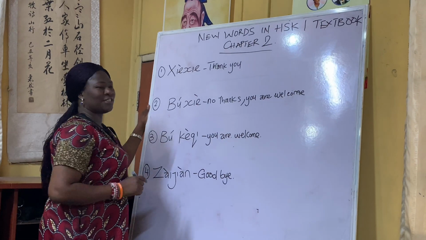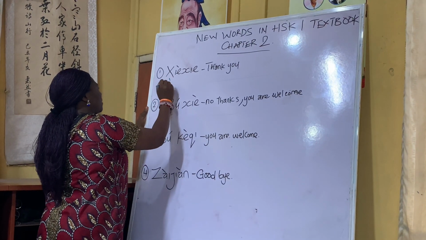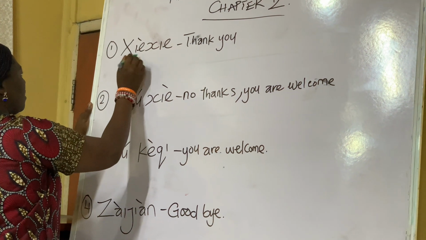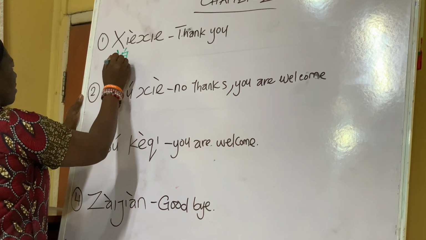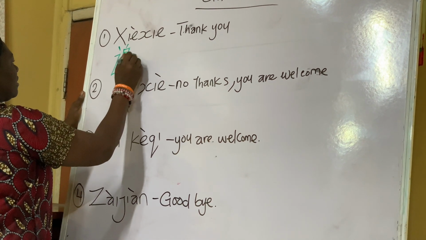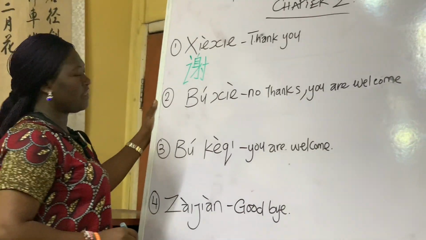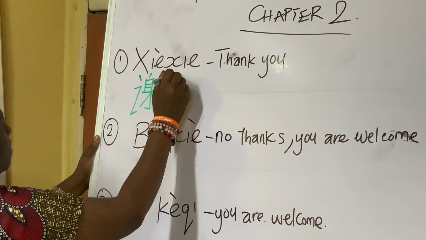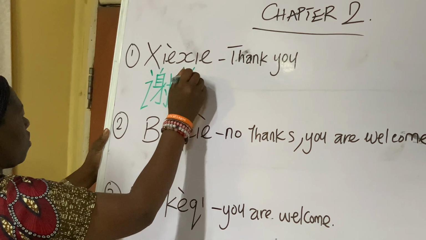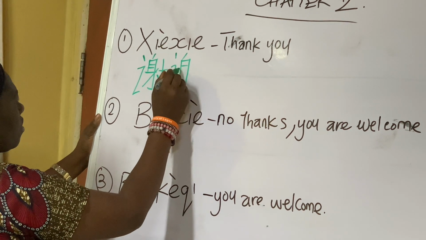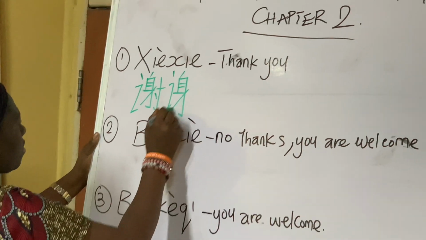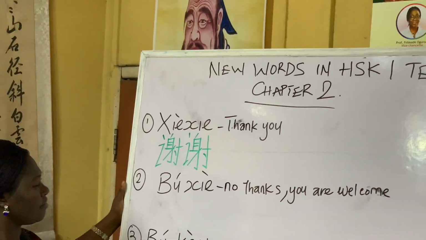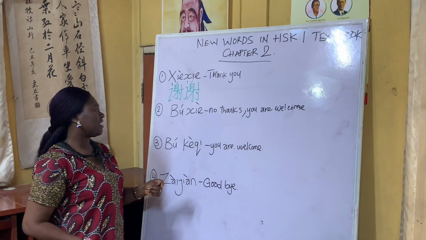So the first one we're writing is this word, speech radical, right? Speech radical. First of all, speech radical, then this, right? Then you repeat it again. Speech radical, shu, hong. Okay, this is 谢谢 in Chinese characters.